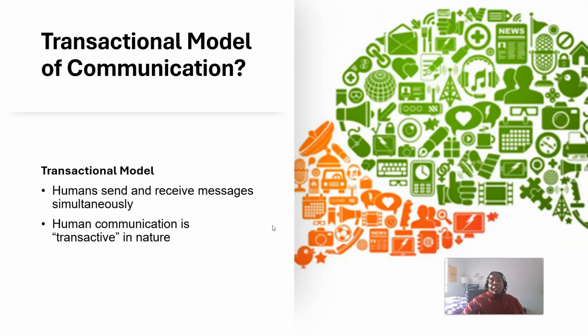So the transactional communication model is a way for us to identify the components of a conversation. And with this model, we describe humans as sending and receiving messages simultaneously, both verbally and non-verbally, and it's a transaction. So even in silence, there are messages within that interaction.